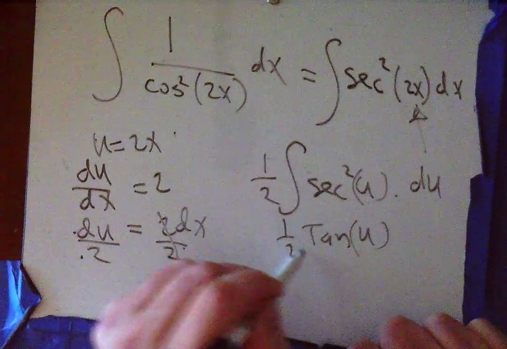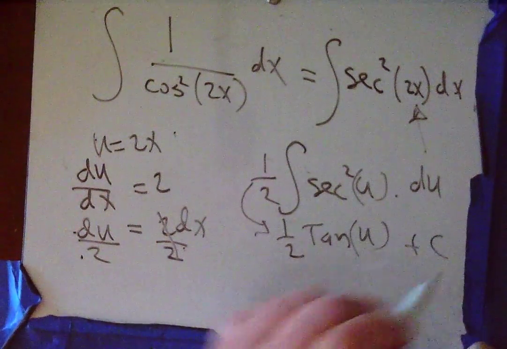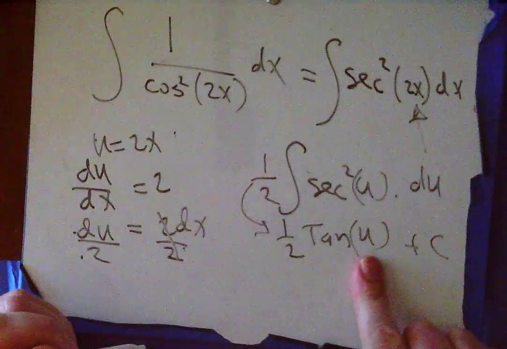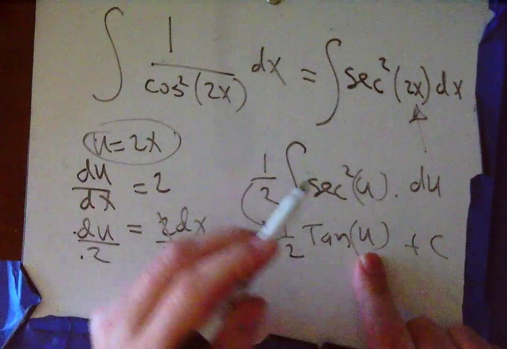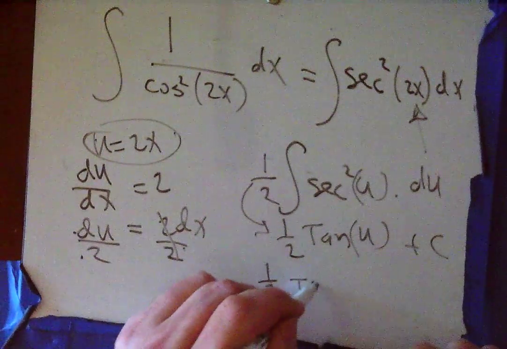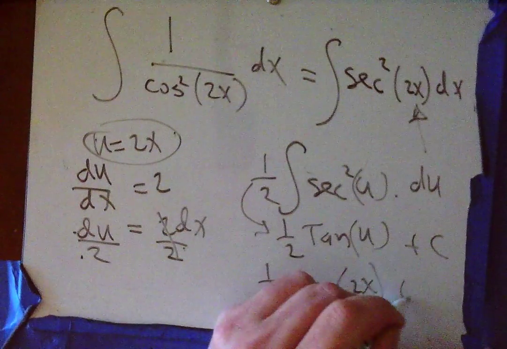Tangent's derivative. Don't forget that constant out in front. Don't forget the plus c. And don't forget to replace u. So we've got 1/2 tangent 2x plus c.